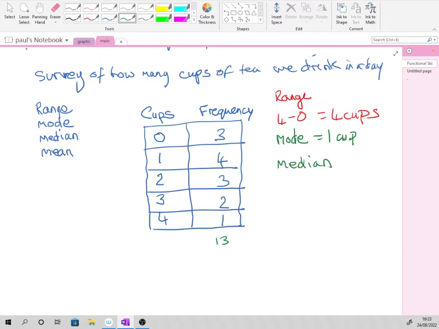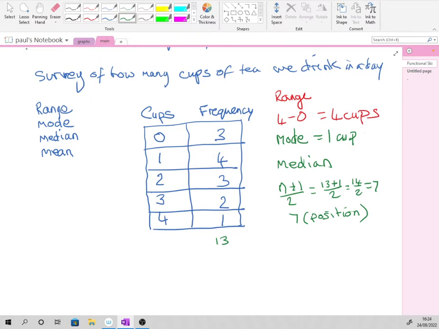So we want to find the middle of 13. So we can use our n plus 1 divided by 2, which is 13 plus 1 divided by 2, 14 divided by 2, which equals 7. Remember, 7 is the position. So what we need to do is count from the bottom or the top 7. So we're in the middle somewhere, yeah? So I'll go from the bottom.